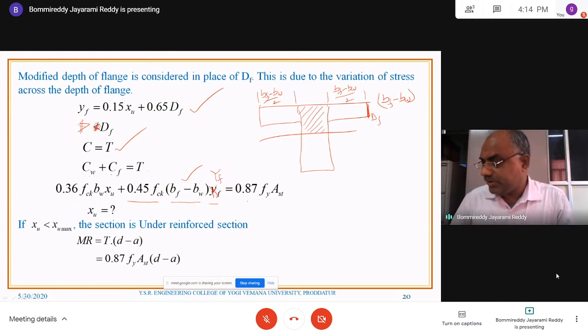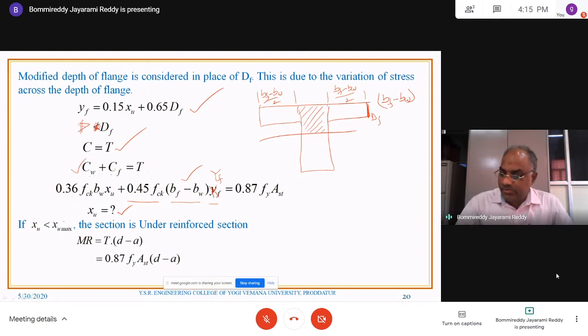So C is equal to T means 0.87 FY AST. Substitute and get the value of XU. In most of the questions in the examination, computation of XU is the more important question, because up to here it will take a little amount of time, and further the question may not be there in the exam. You need to understand here, in case of singly reinforced T-beams, web part plus flange part equals tension. And what is the web part, what is the flange part, and what is T; accordingly find out XU.